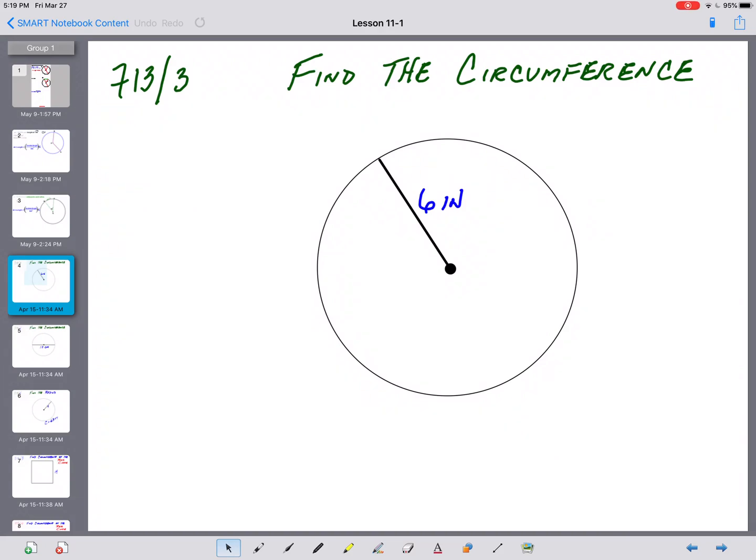This is going over geometry homework, page 713. Let's get started. First of all, they want to find the circumference on this one. What do they give us? Well, they give us the radius.